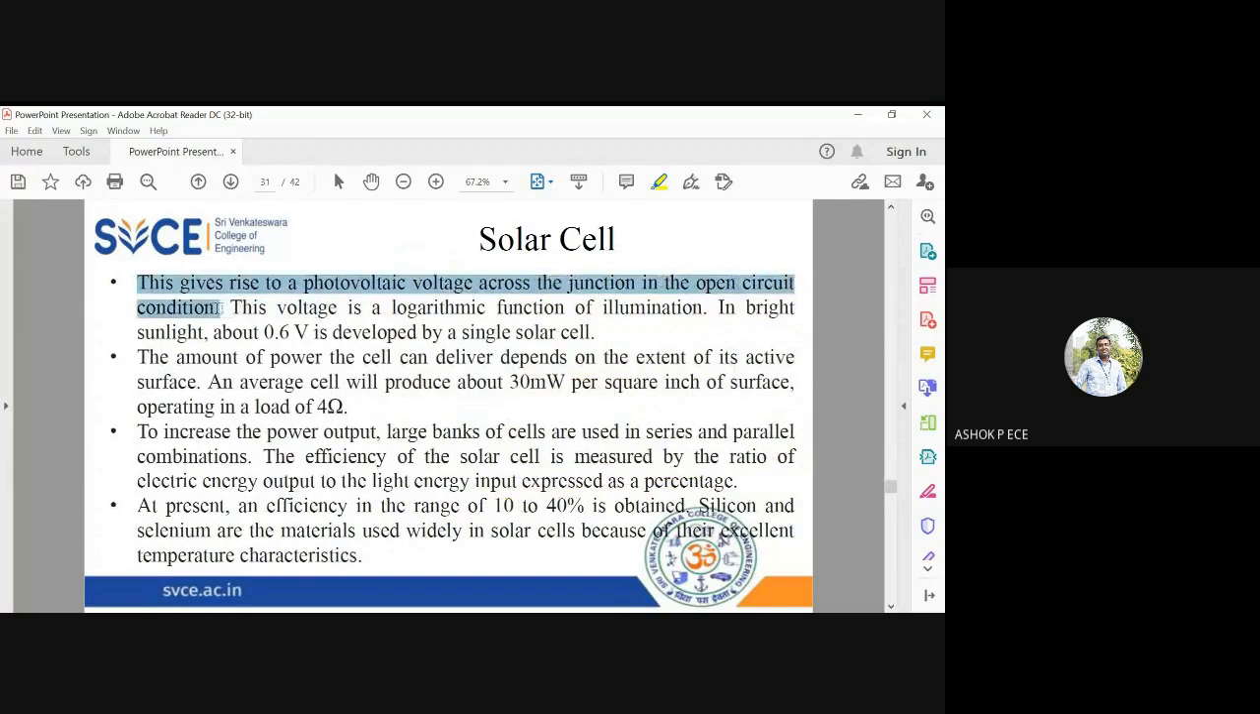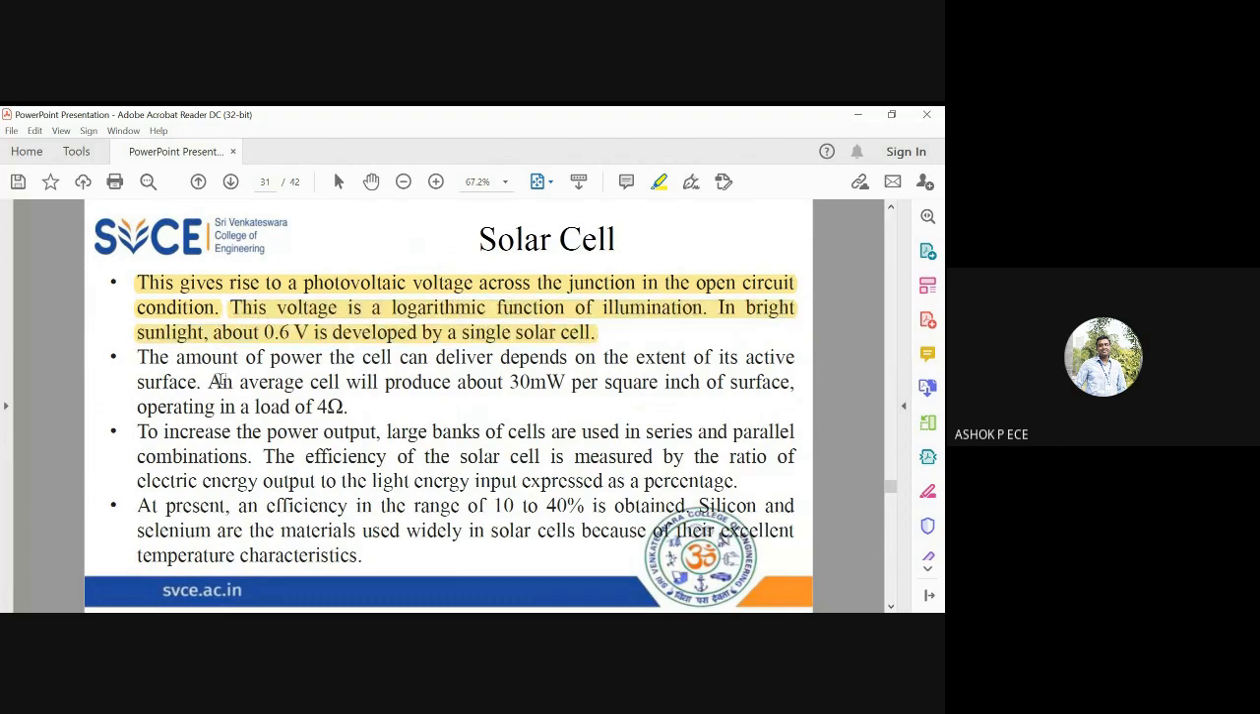It is called open circuit when you don't connect any load to your photovoltaic cell or solar cell. It is called open circuit voltage. Remember that open circuit means current is zero. Why is current zero? Because I don't have any load. So this is about 0.6 volt, which is developed by a single solar cell.